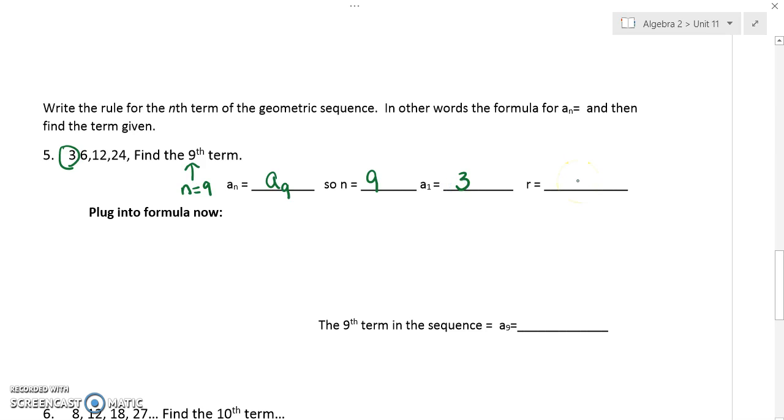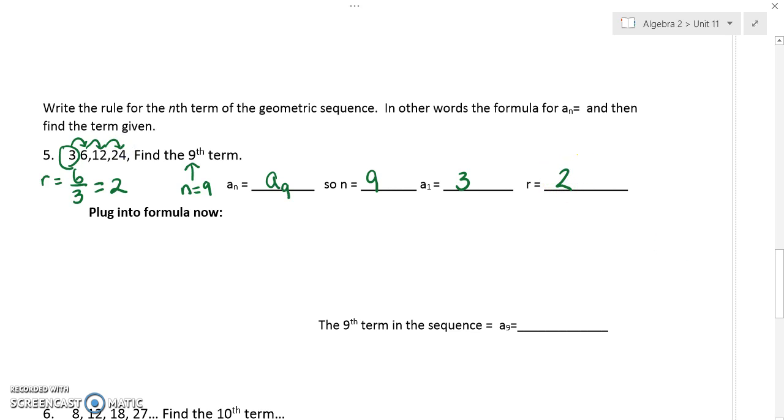So I'm going to calculate r really quick. I could tell what it is, but I just want to make sure: it's 6 divided by 3. That's 2. So 3 multiplied by 2 is 6, 6 multiplied by 2 is 12, 12 multiplied by 2 is 24. So the common ratio is 2, and it works.